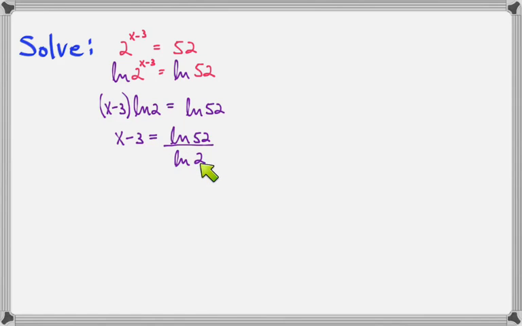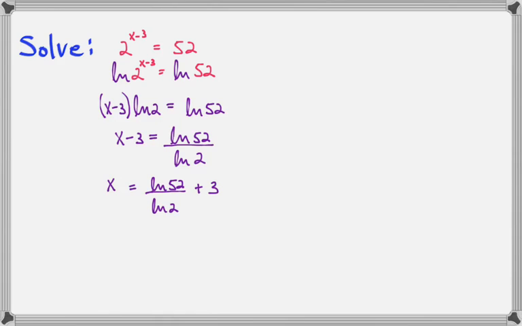Now this is not a whole number, and you cannot simplify this into ln of 26, because remember our quotient rule says that if you've got a division, you could write it as a subtraction of 2 logs, but this is a division of 2 logs, so it's not the same thing. You cannot simplify that fraction there. It's just ln 52 over ln 2. And now we're going to add 3 to both sides.